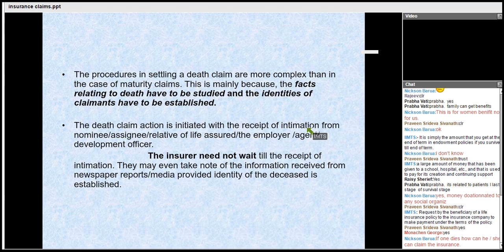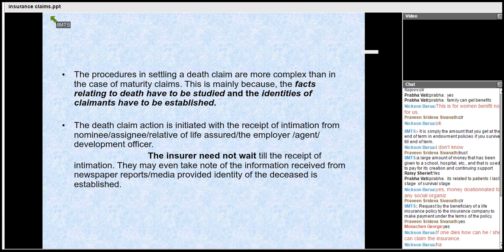No, they won't claim it. Beneficiaries will claim it. When it comes to survival benefit claim, if I am taking a policy, I will have a second nominee, right? And if I am dying, he or she will simply get the amount that you get at the end of term in endowment policies if you survive till end of term.